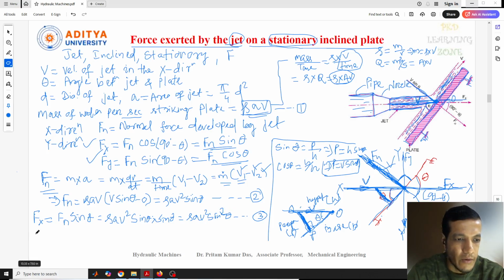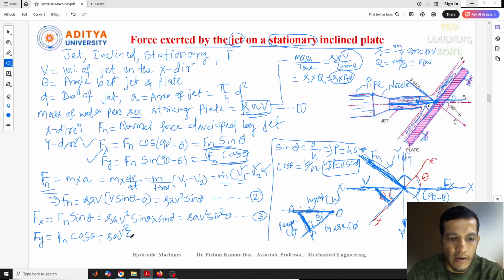Okay, similarly we need to calculate the force in the y direction. So F in the y direction is nothing but the component of Fn in the y direction, or perpendicular to the flow. Here also we already got this equation: Fn cos theta. So the same thing I'll write here: rho AV square, and this is sine theta into cos theta. This is the final answer, rho AV square sine theta cos theta.